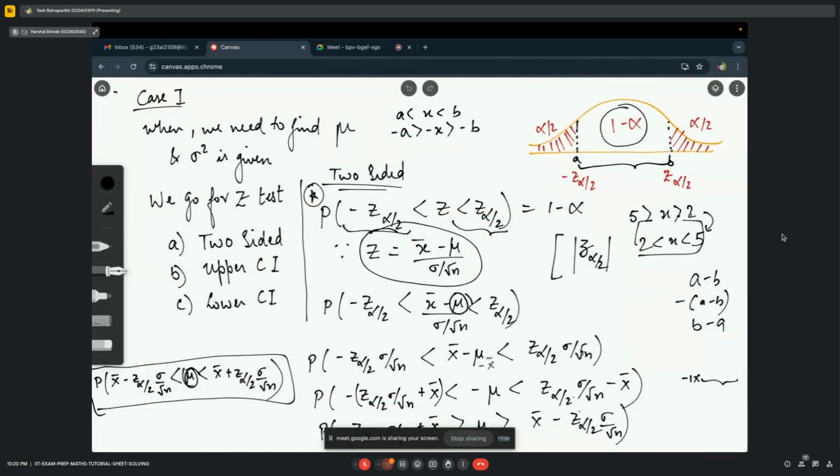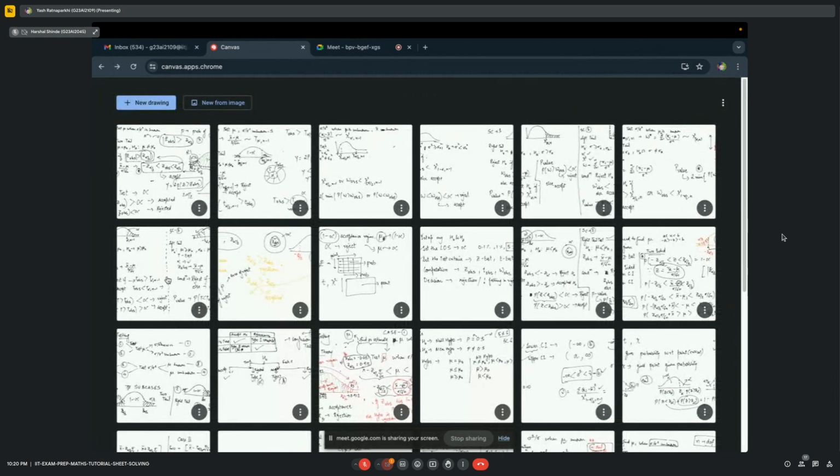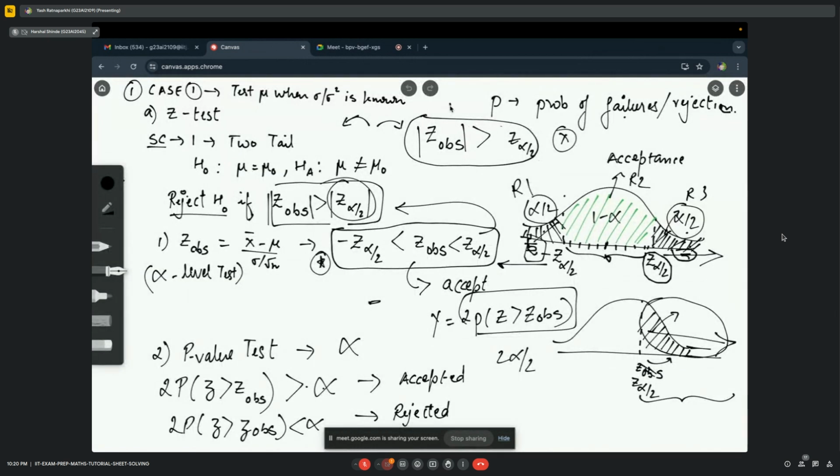I have written it somewhere for the two-sided test also, where is it? Case 1, we need to find mu. Oh, no, this is estimation theory. Where is it? Okay, we have done it for case number 1. We have corrected it. This is the correct version, instead of this.